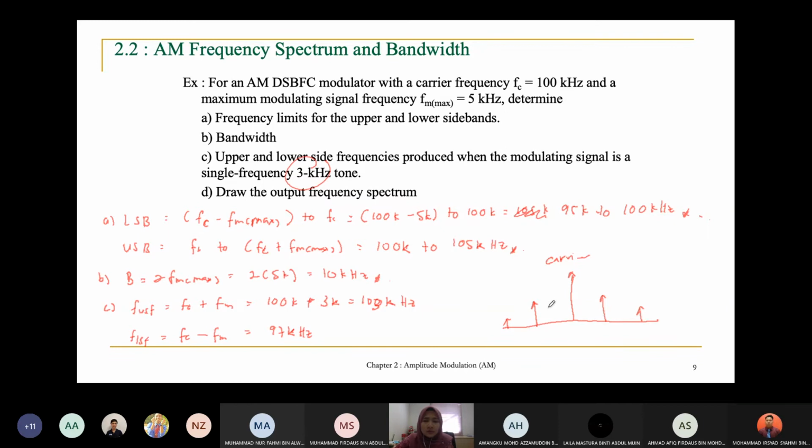So the first one here, this is 100K. Then this is 97K. This one is 95. And then we have 103K.